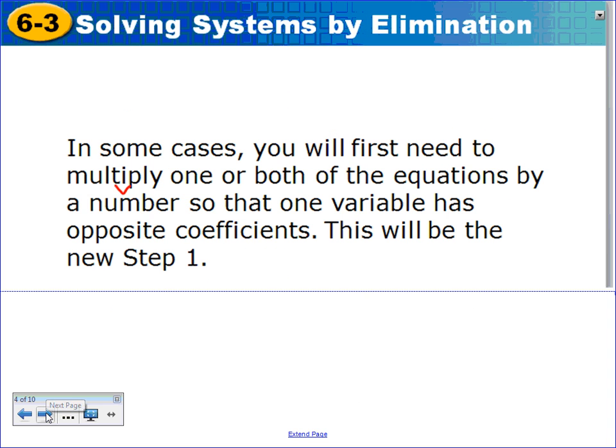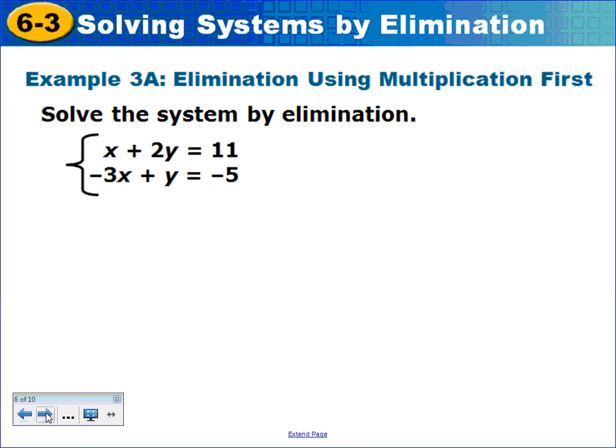Next example. In some cases you'll first need to multiply by one or both. We've kind of already dabbled into this, but this is just a bigger example. So when it gives you a system of equations that looks like this, where we don't have anything that is equal to one another, now we need to start deciding, well, what do I want to get rid of?